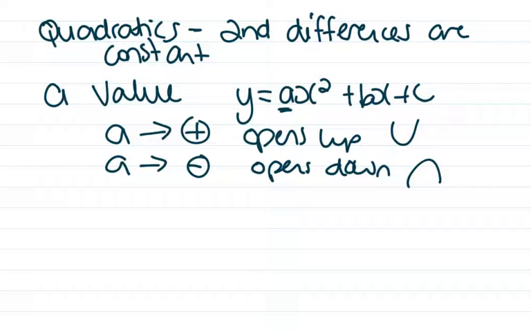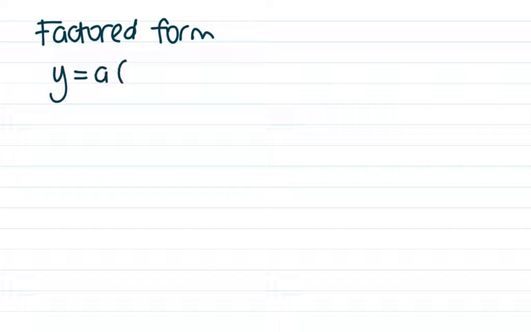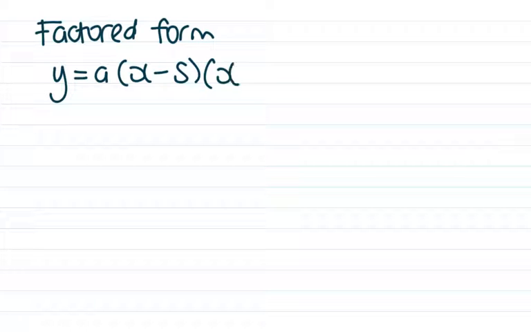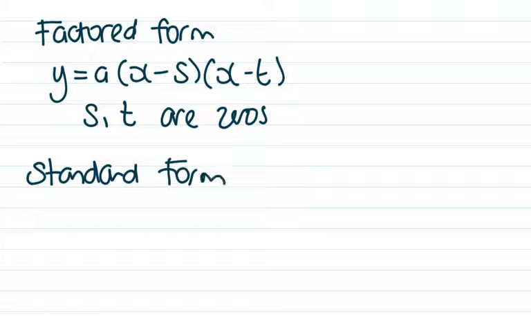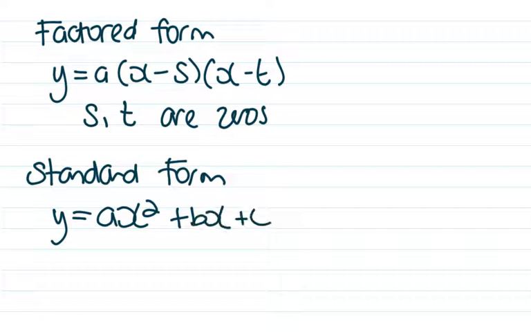All right, the next heading is the different types of quadratic equations. So there's two different forms that we talked about. The first one was factored form. And the factored form looks like y equals a(x minus s)(x minus t), where s and t are the zeros of the quadratic. And then the other one is standard form. And that is y equals ax squared plus bx plus c.